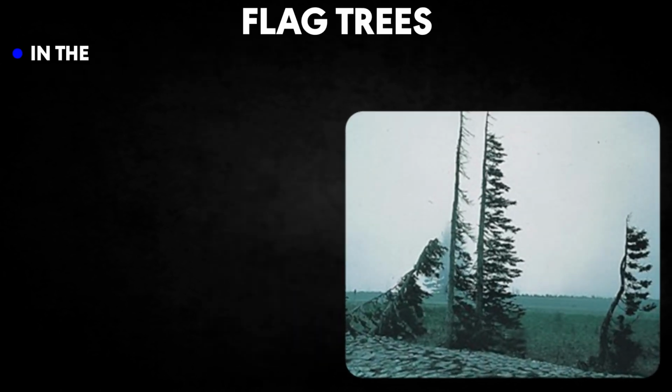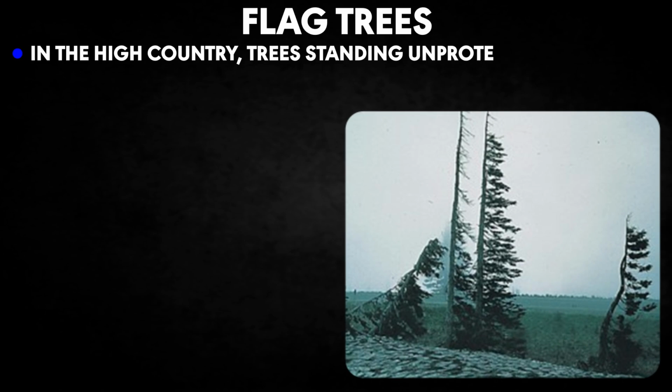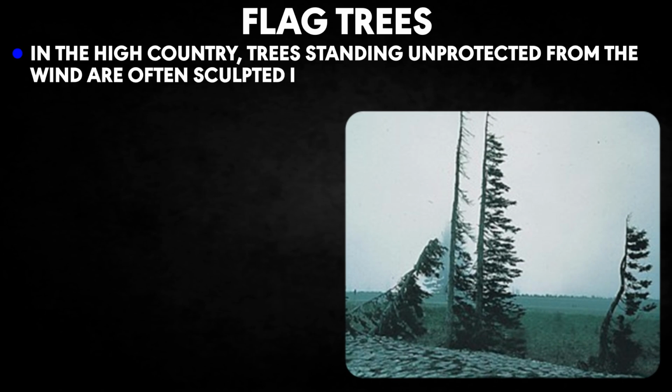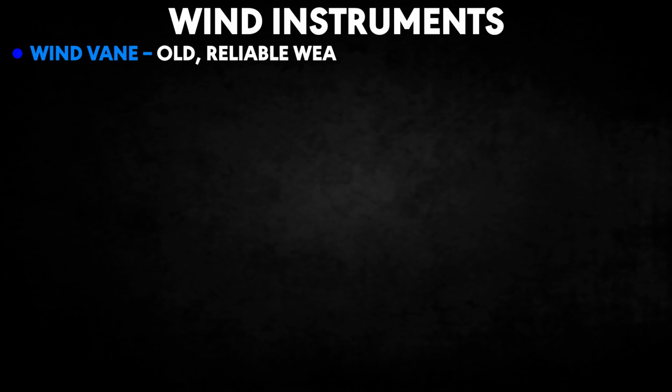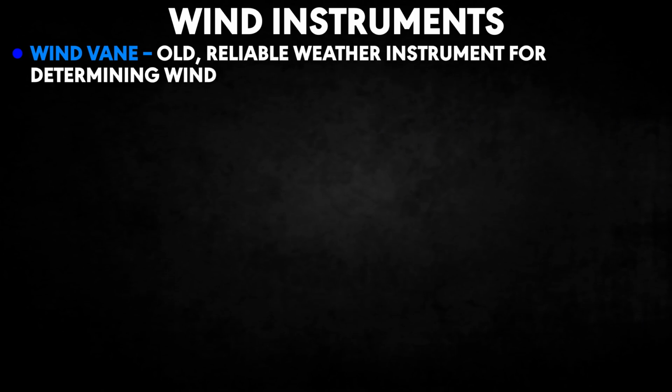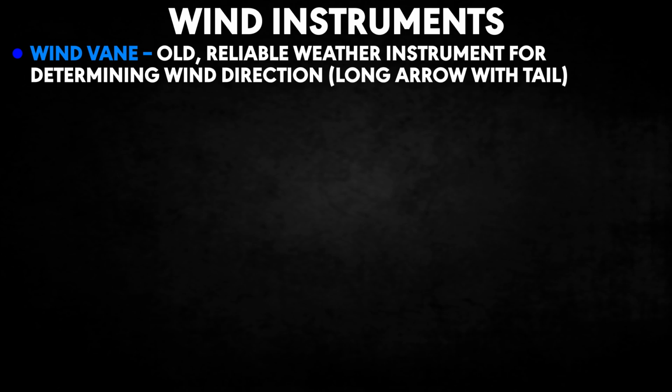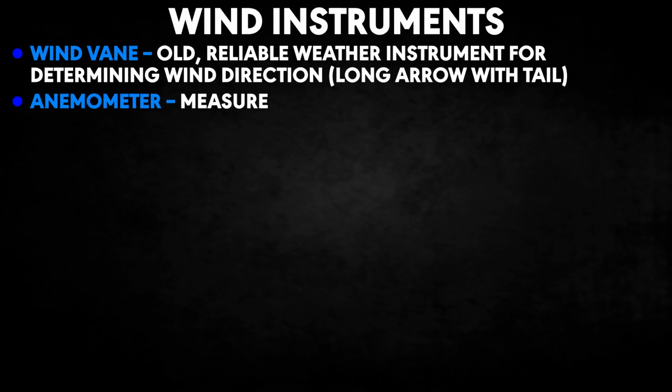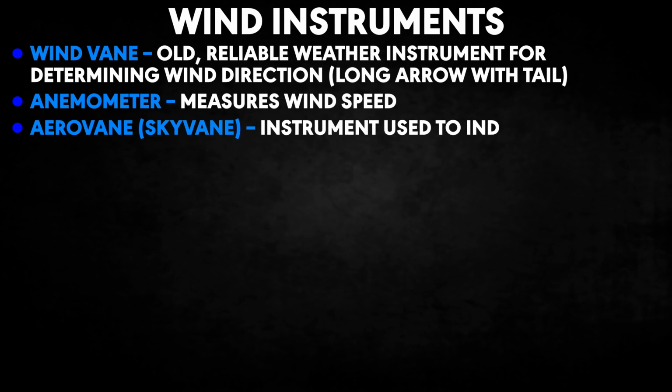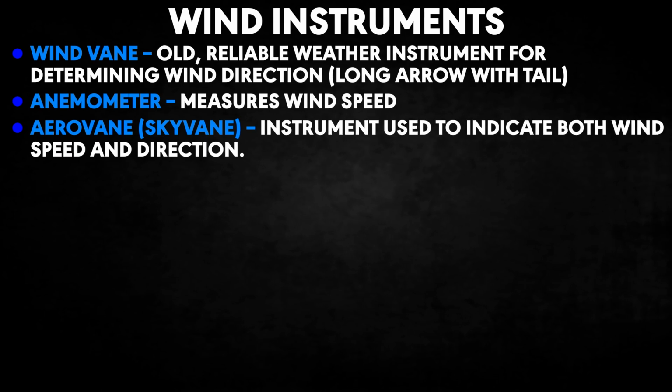Flag trees in the high country. Trees standing unprotected from the wind are often sculpted into flag trees. Wind instruments. The wind vane is an old, reliable weather instrument for determining wind direction. The anemometer measures wind speed. The aerovane, or sky vane, is an instrument used to indicate both wind speed and direction.